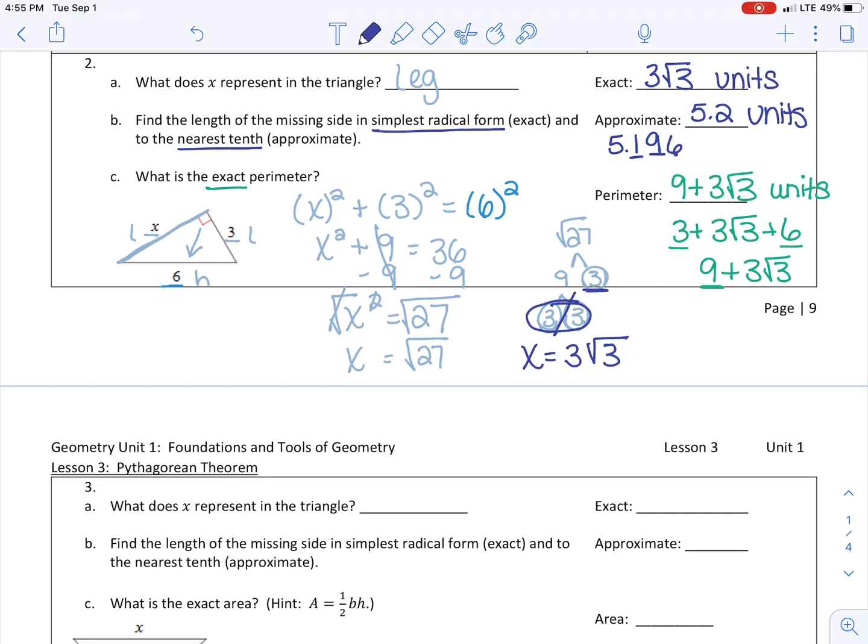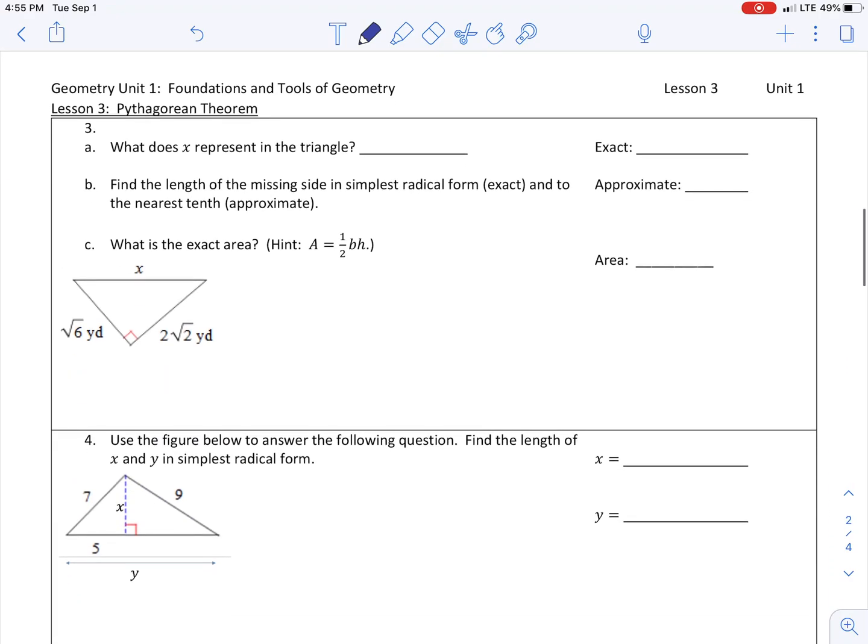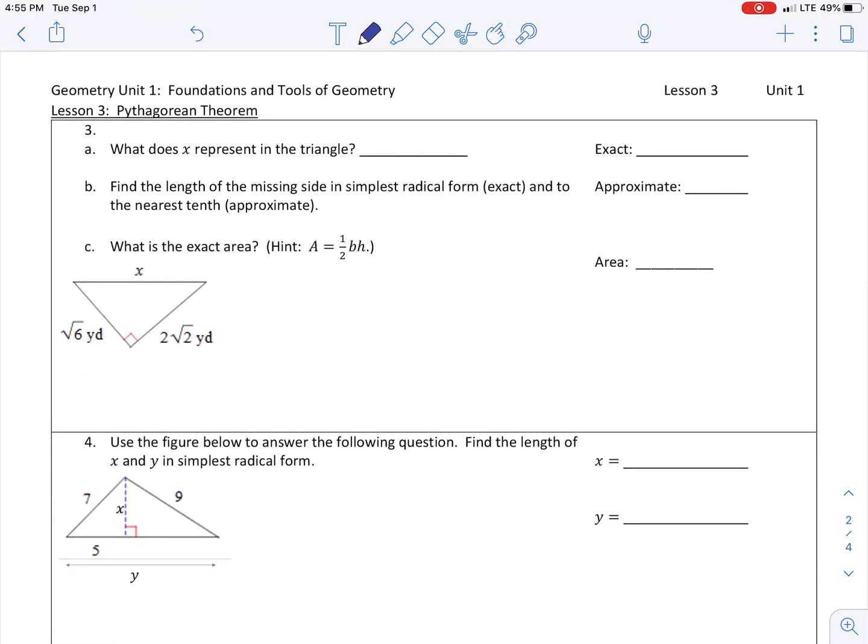Okay. Moving on to number 3. So we're doing the exact same thing again. We're looking for our value or what x is representing in our triangle. So x is across from the 90-degree angle. And so that means that it is our longest side. And so that means that x is our hypotenuse.